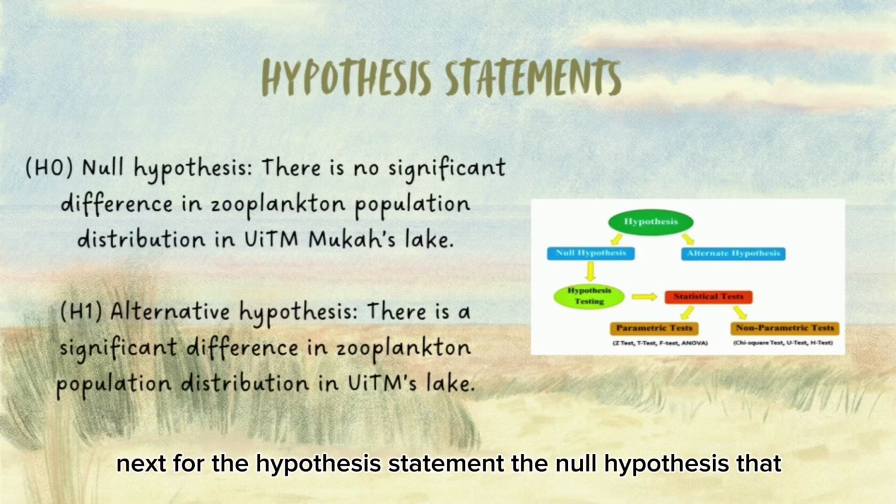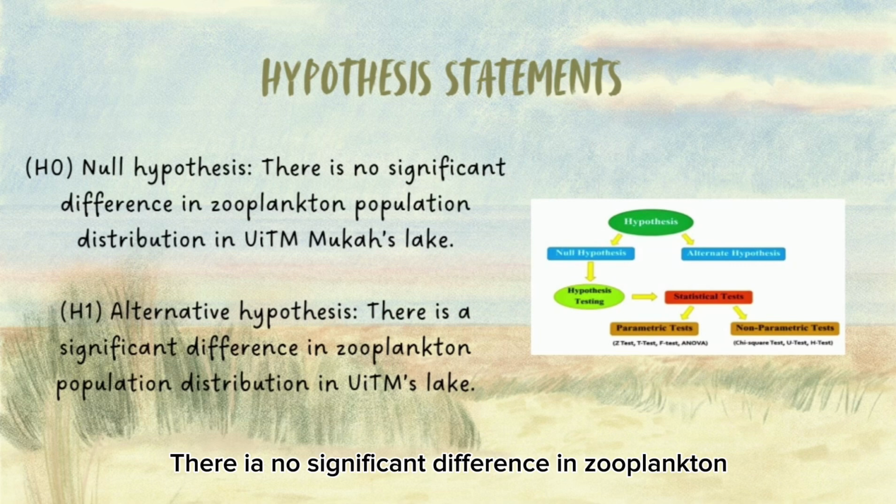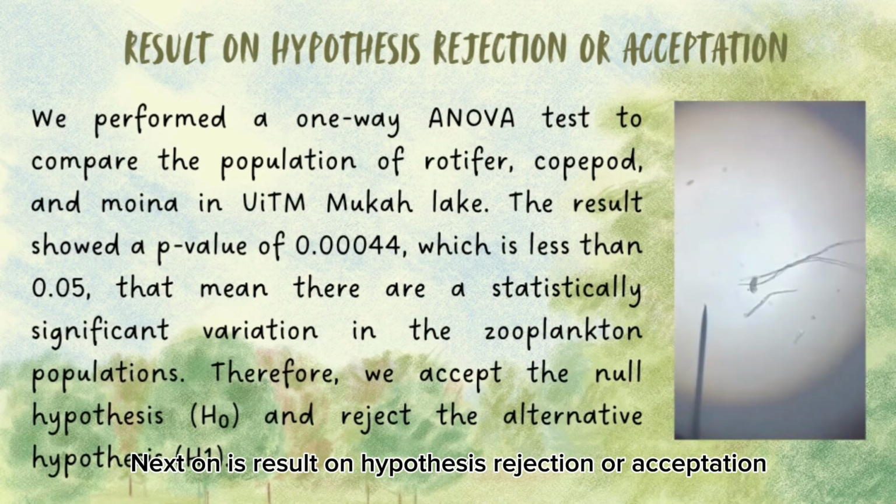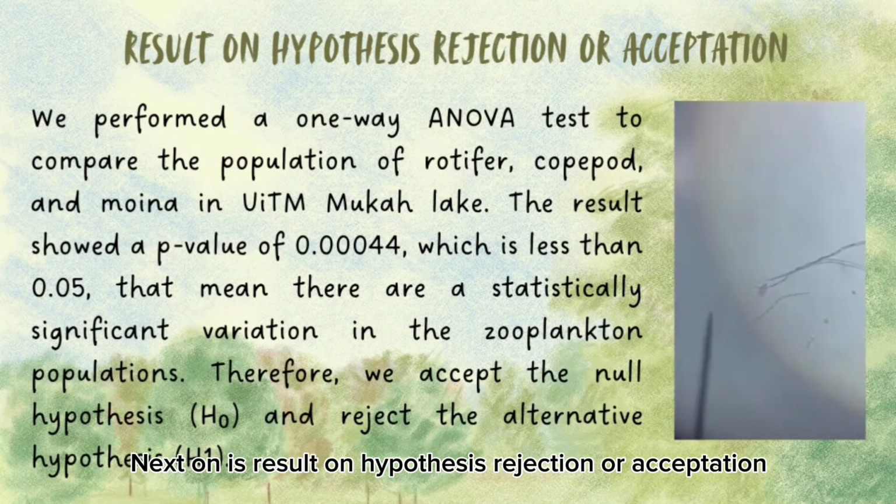Next, for the hypothesis statement, the null hypothesis: there is no significant difference in zooplankton population distribution in UiTM Mukah Lake. Next, the alternative hypothesis: there is a significant difference in zooplankton population distribution in UiTM Mukah Lake. Next one is the result on hypothesis rejection or acceptance.